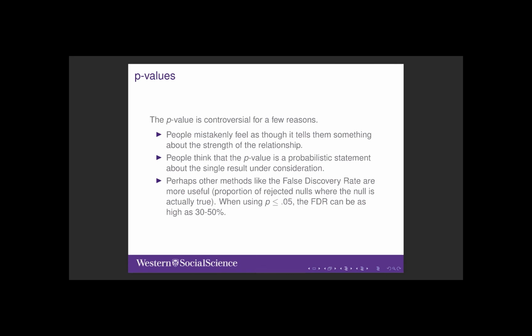There are other methods that might be more interesting, like the false discovery rate, which is the proportion of rejected nulls among all true nulls. And in what will almost certainly seem like a contradictory statement, the false discovery rate can be pretty high, in the range of 30 to 50%, even if we're using a p-value cutoff of 0.05.